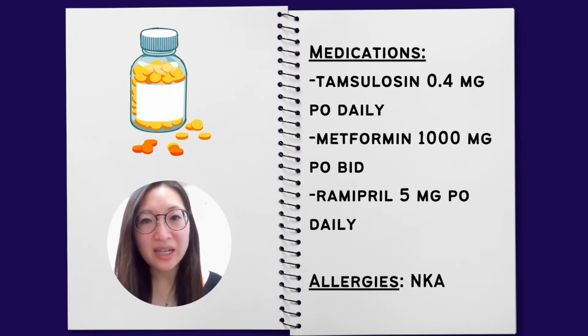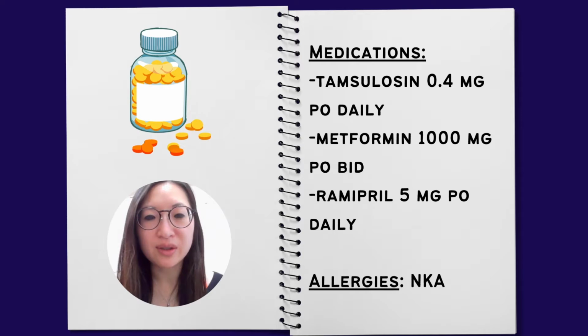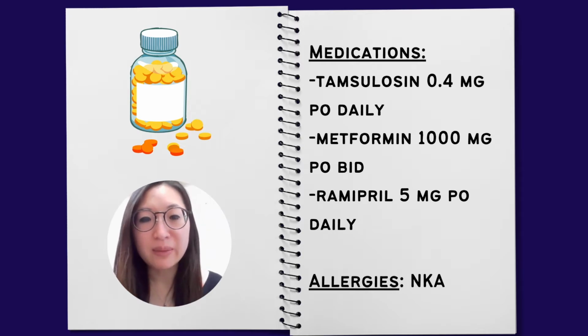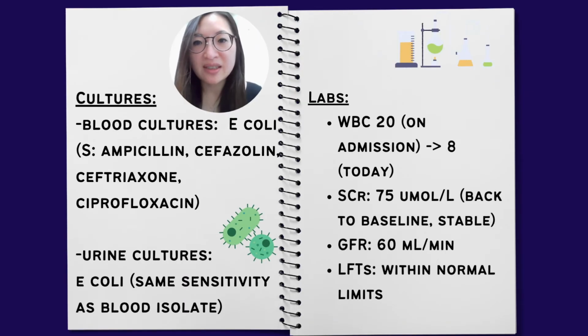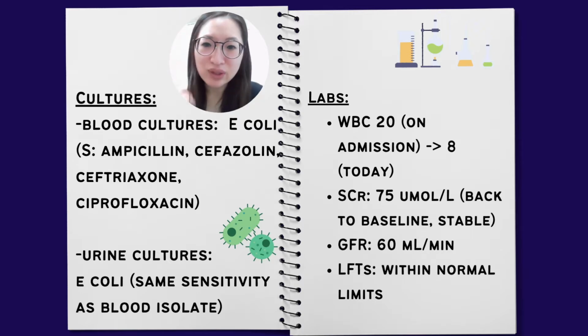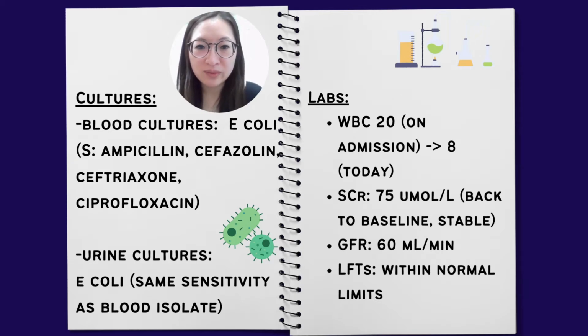Mr. AX's concurrent medications include tamsulosin 0.4 mg daily, metformin 1 gram twice a day, and ramipril 5 mg daily. You review Mr. AX's microbiology culture results and find that there is E. coli growing from his blood cultures. It is sensitive to ampicillin, cefazolin, ceftriaxone, and ciprofloxacin. You find that the same isolate of E. coli is growing from his urine as well.